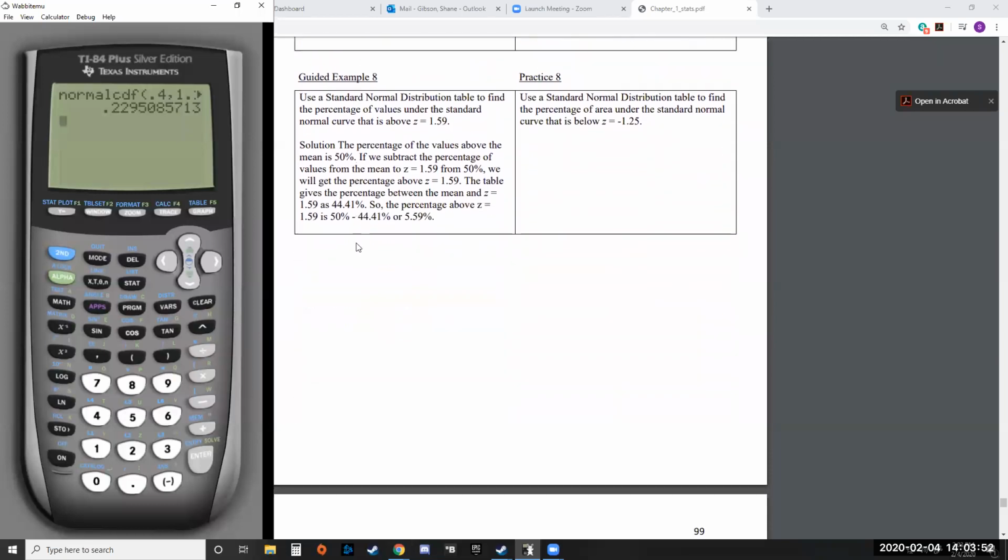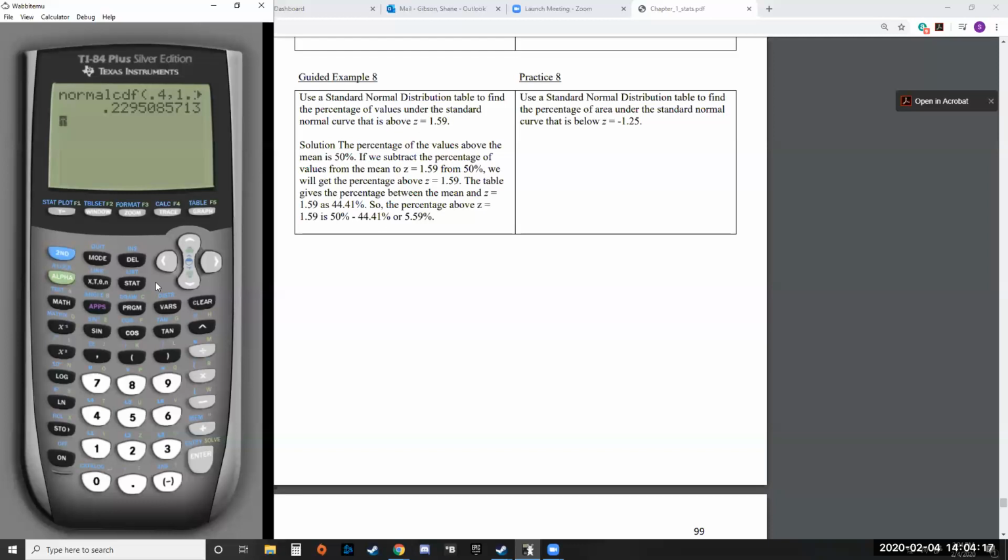So it's pretty straightforward. Just have to figure out your left and right. There are some catches here, like for guided example 8, they want us to find the percent of values above z equals 1.59. So if you picture, you should draw these, by the way, on a little normal curve and look at them, but 1.59 somewhere off to the right, and when it says above, we're going to be shading all the way above 1.59, all the way off to technically positive infinity.